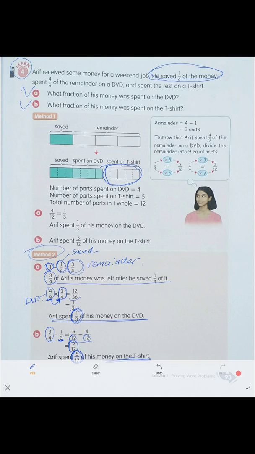5/12 spent on the t-shirt, and 1/3 of his money spent on the DVD. This is 4 units. 4/12 is 1/3. 4 units out of 12 units spent on the DVD, and saved 3 units, 3/12. 3 units out of 12 units is 1/4. That's it.